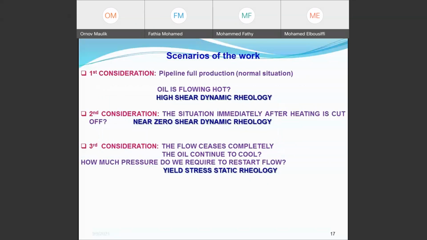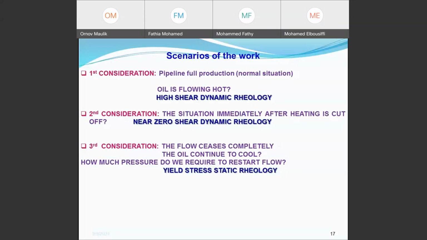So here is the scenario of the work. We divided the scenario into three consideration stages. The first one is the normal situation, meaning pipeline full production, oil is flowing hot and no problem, and high shear dynamic rheology is used. The second consideration is immediately after heating is cut off, so nearly zero shear dynamic rheology. The last one, which is the worst, is when the flow ceases completely.